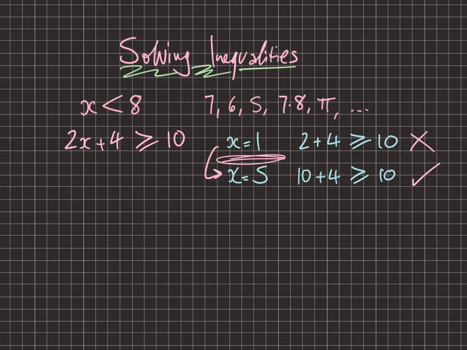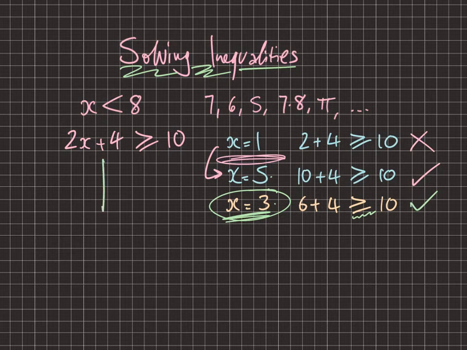We could do a little bit of trial and error and figure out that if x is equal to 3, then 2 times 3 is 6, plus 4, and is that greater than or equal to 10? Yes, because we're looking for greater than or equal to, so it works. So x equals 3 is where it goes from being less than 10 to being greater than or equal to 10. That 3 is very important. Any number from 3 upwards, so 3, 4, 5, and so on, is going to solve this inequality.